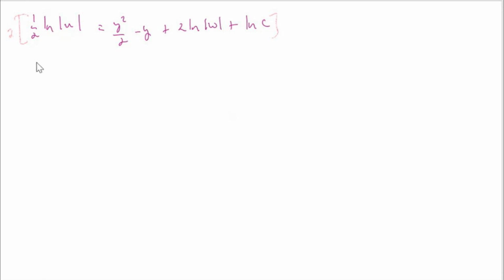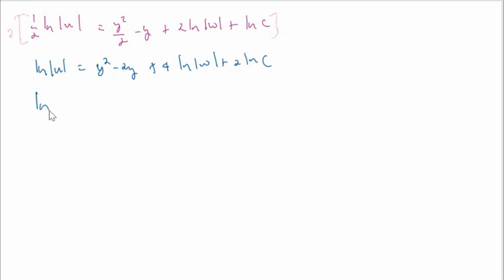So the product now: we have ln of the absolute value of u is equal to y squared minus 2y plus 2 times 2 is 4. So we have 4 ln of w plus 2 times ln of c, we have 2 ln of c. So next we are going to substitute back the meaning of u and w. At the same time, we are going to apply the power rule on the last term.